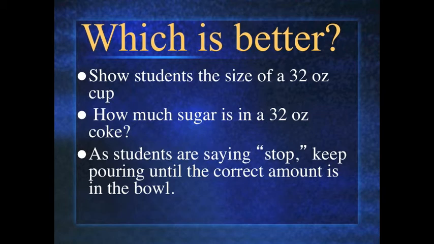For a nutrition lesson on sugar consumption, show students the size of a 32-ounce cup from a fast food restaurant. Then ask them to indicate how much sugar they think is in a 32-ounce Coke by saying stop as you slowly pour sugar into a see-through glass bowl so students can see how much sugar you're pouring. As students are saying stop, keep pouring until the correct amount is in the bowl. Repeat for other popular sugary foods.